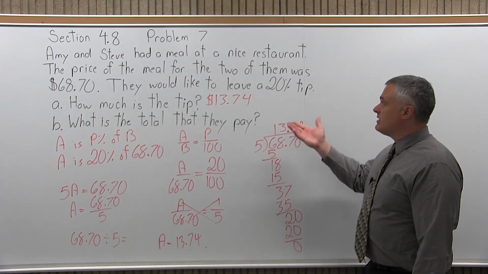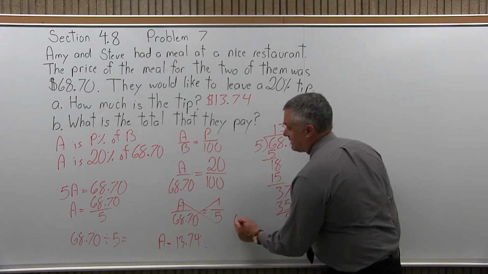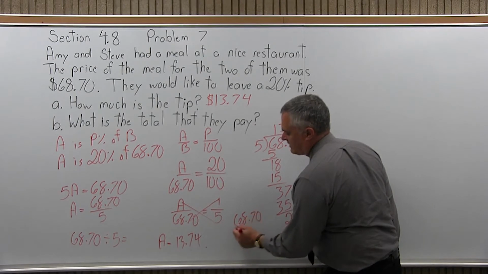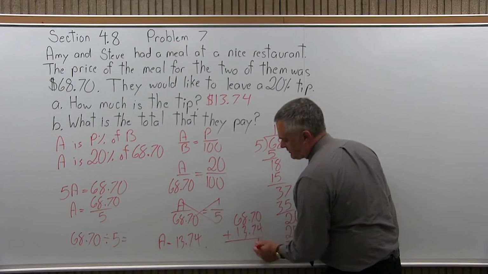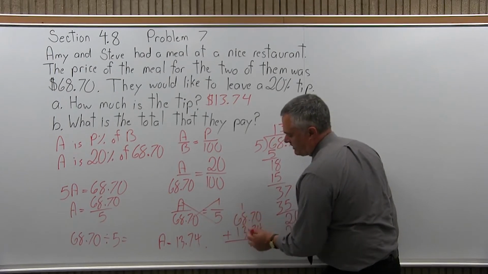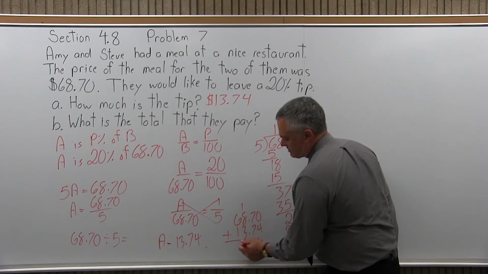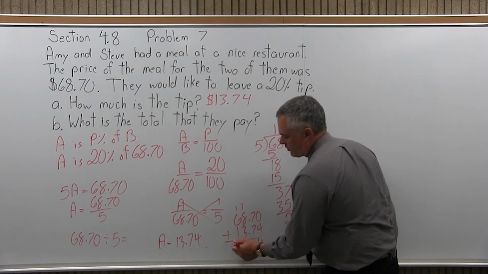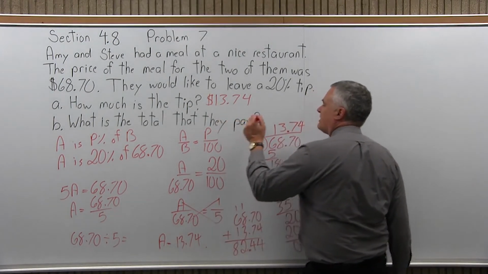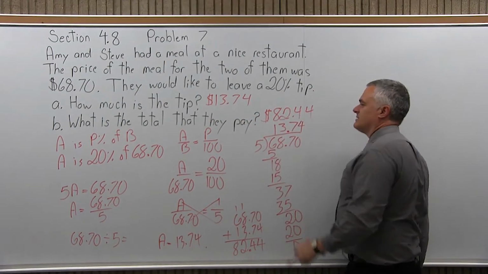Now, what is the total they pay? The price of the meal, $68.70, plus another $13.74 in tip. So let me add that up down here. So I have $68.70 plus $13.74 for the tip. Add those together. 0 plus 4 is 4. 7 plus 7 is 14. Write the 4 for the 14, carry the 1. And again, your decimal will come straight down vertically. 1 plus 8 is 9. 9 plus 3 is 12. So write the 2 from the 12, carry the 1. 1 plus 6 is 7. 7 and 1 more is 8. So the total that they pay for the meal, including tip, is $82.44.